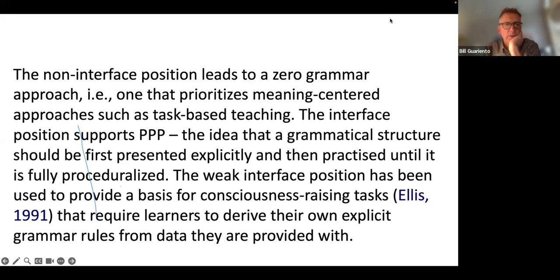So with the DeKeyser one, if we want to change my lesson, we would start with presenting the grammar, and then practice it with controlled practice, and then some free practice. Well done, Rose. Okay, and I followed the weak interface position. My lesson was all about consciousness raising, making you aware of the rules.